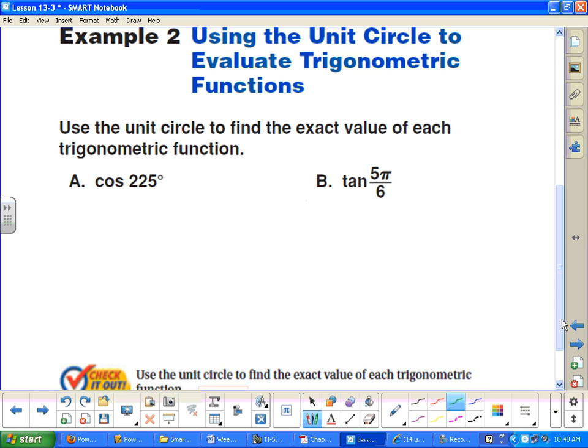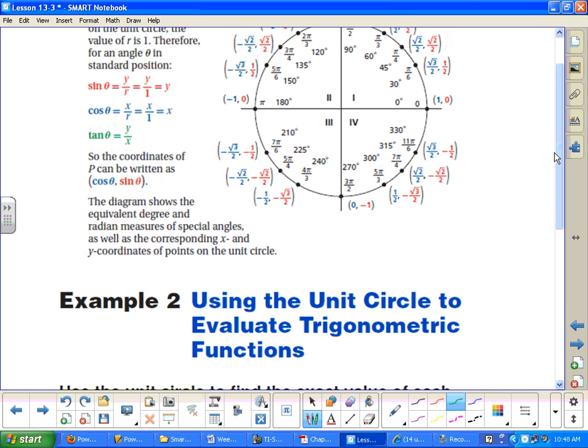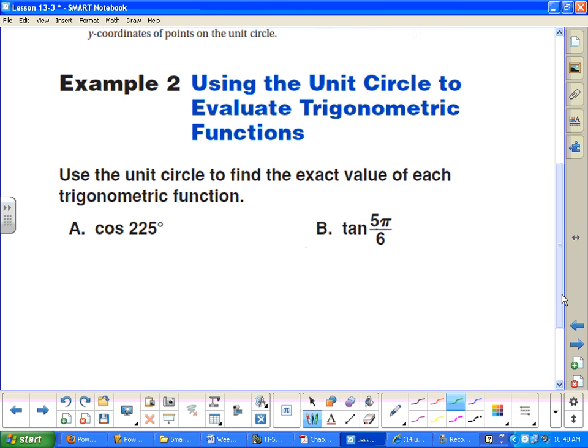Okay, so where's 225 at? 225 is down in the third quadrant, right? That's why we're going to talk about quadrants. It's in the third quadrant. Now, when we're talking about cosine, are we talking about x or y? X. So x at 225 degrees is negative square root of 2 over 2. So my answer here is negative square root of 2 over 2.